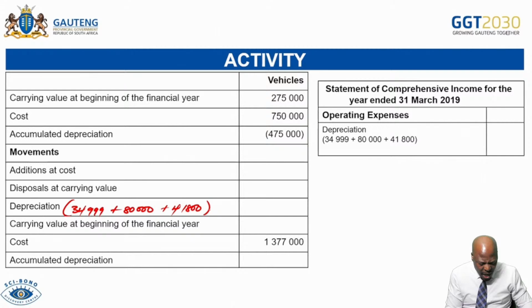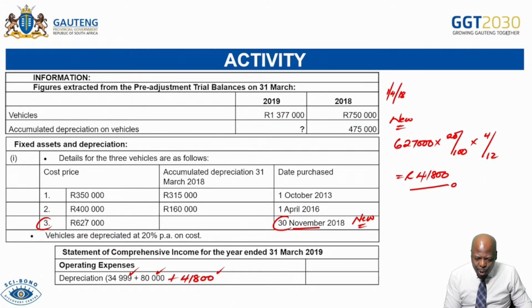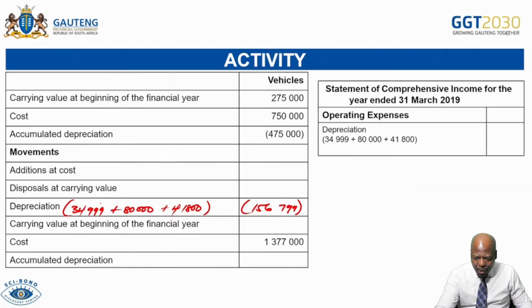That is my depreciation. I close that bracket and I'm going to get my 156,799. That must be in bracket. Do I have any new assets? Yes. Remember that new one. Okay, what was the new one? 627. So that's my new asset.